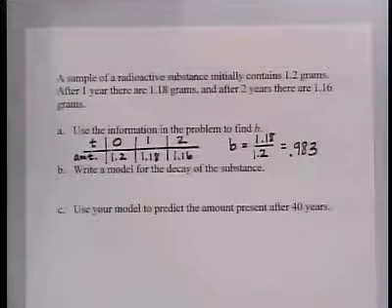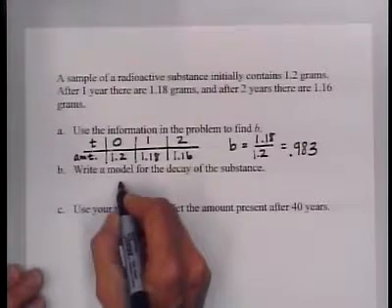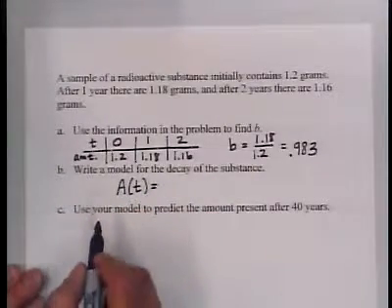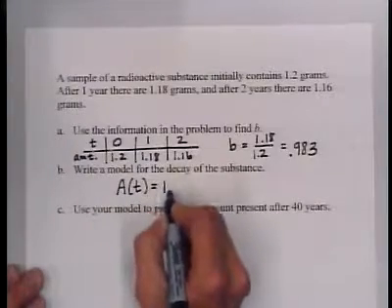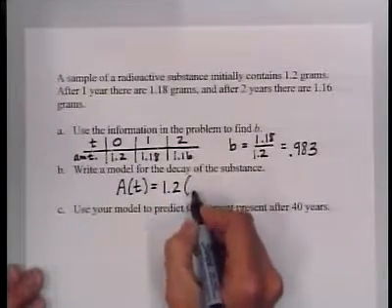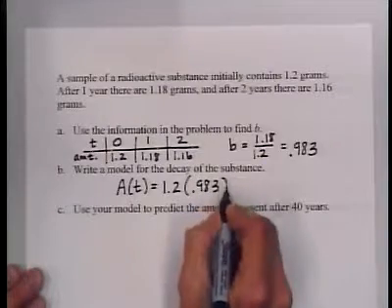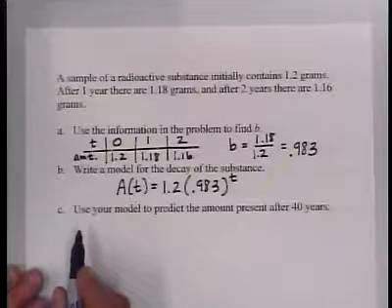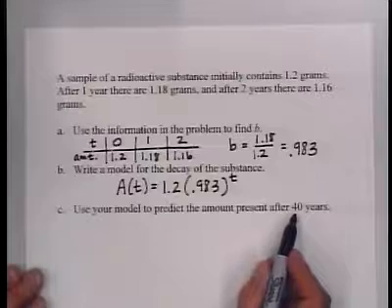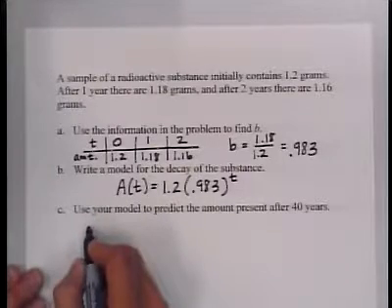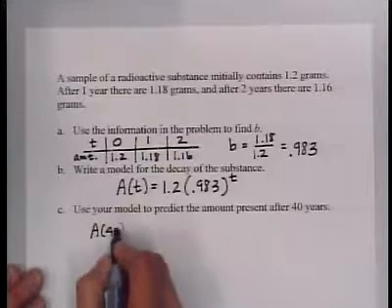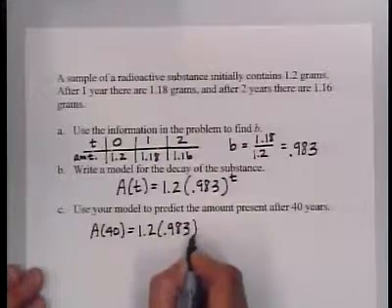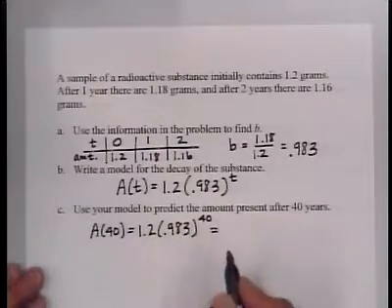Now we want to write a model for the decay of the substance. So we'll use A for amount. A as a function of time is equal to the amount we had initially, 1.2 grams, times what we calculated for B, 0.983, to the t power. Now we want to use our model to predict the amount present after 40 years. So we're going to put 40 for t. We're actually going to find A of 40 by calculating 1.2 times 0.983 to the 40th power with our calculator.